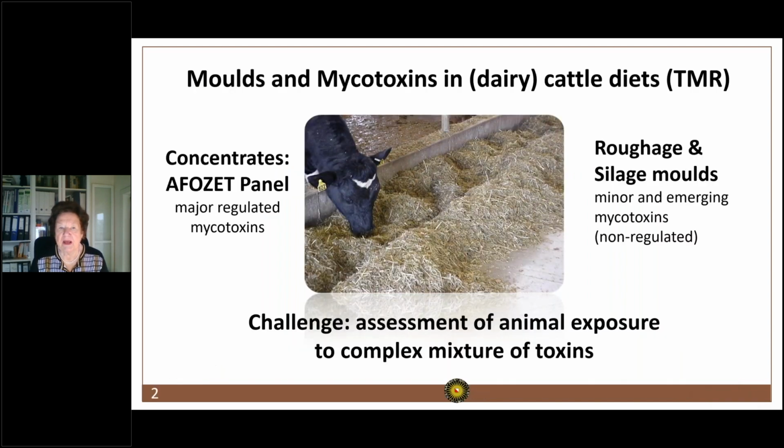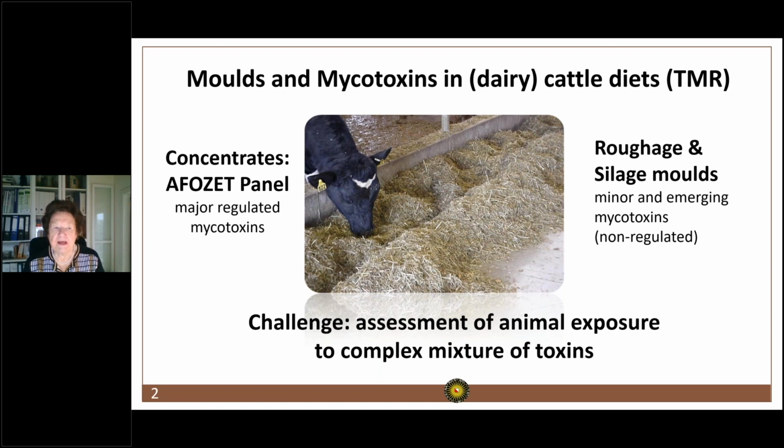all animal species. If we go to molds and mycotoxins in dairy cattle, we have to consider that the TMR, so the mixed ration of cattle, in principle consists of two elements. One is the concentrates, and the other part is the roughage, very often on-farm produced roughage and silage products. And if we have to make an assessment of animal exposure, we have to clearly discriminate between these two batches of feed that go into a TMR.